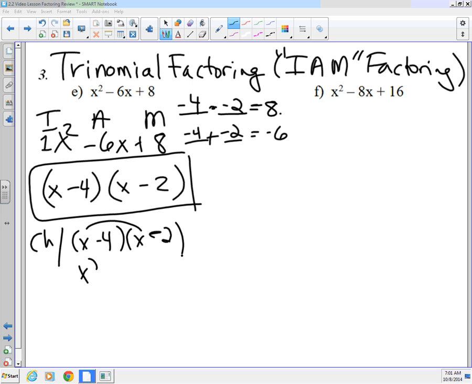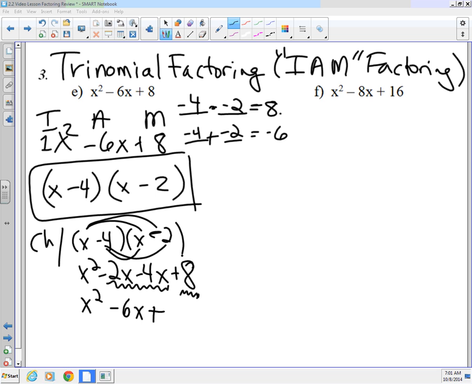X times x is x squared. X times negative 2 is negative 2x. X times negative 4 is negative 4x. Negative 4 times negative 2 is positive 8. These 2 terms add up to the negative 6x. These 2, the end guys, multiply to positive 8, and that's really why it works. So this checked out. Here's plus 8. It checks.